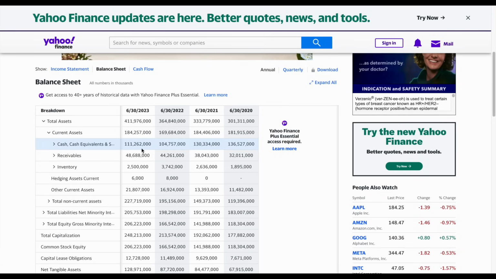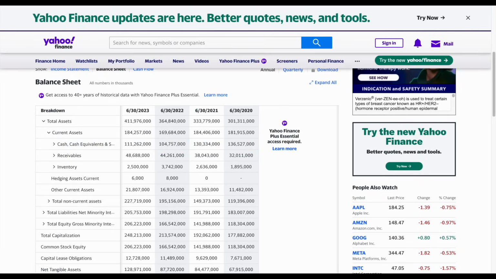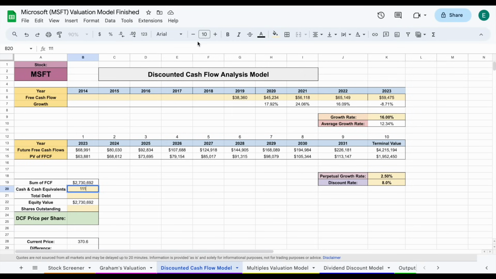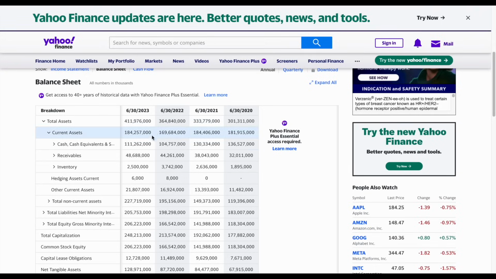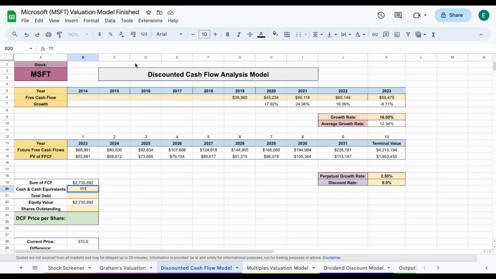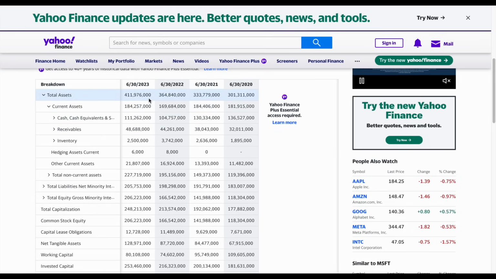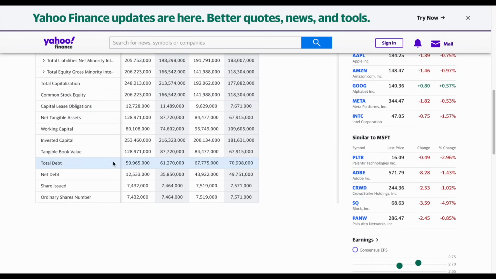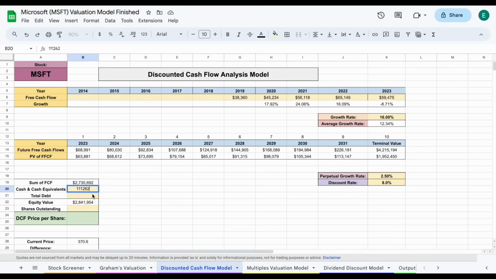So let's plug this number into our spreadsheet. We'll plug in 111, go back over, and we can see we have 262. So I'll plug that in and hit enter. And now we need to plug in the total debt for this company as well. If we go back over to Yahoo Finance and scroll down, we can find total debt right here, 59965. We'll plug that in and hit enter. And now we have the equity value of Microsoft.